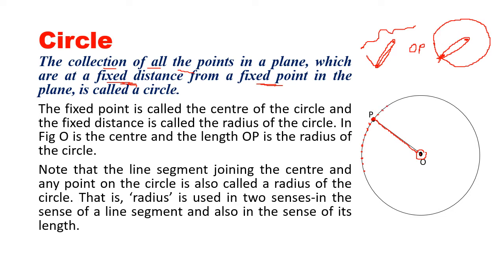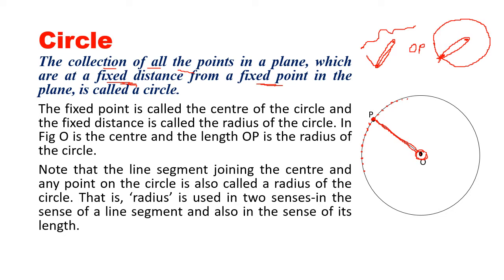So the definition again, the collection of all points in a plane. So this is a plane. You can see this white background is a plane, and in the plane the collection of all the points which are at a fixed distance, that is OP, from the fixed point, that is O, in the plane is called the circle. So the collection of all these points is called the circle.